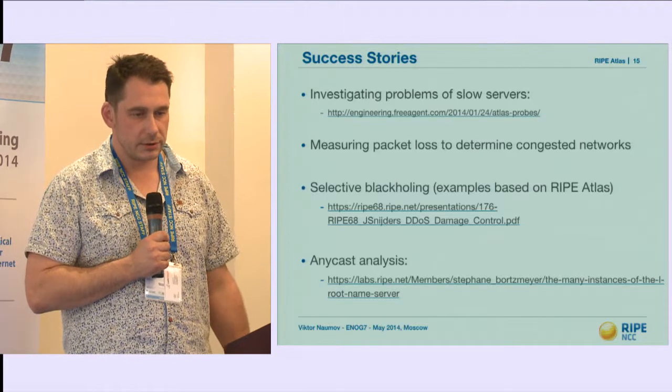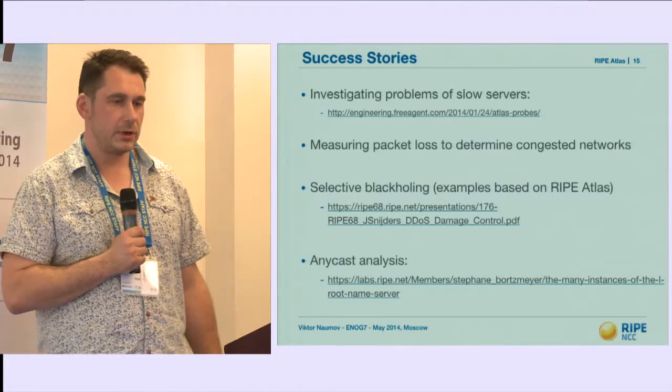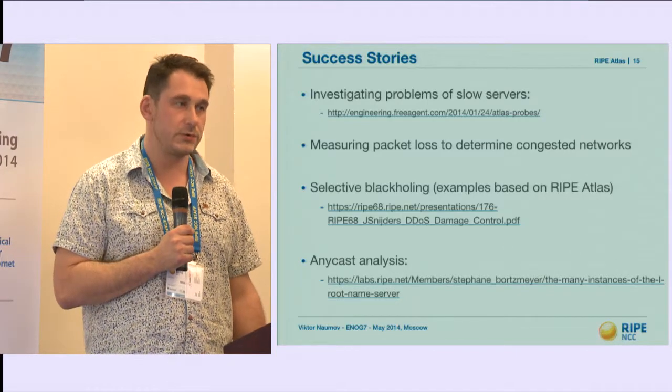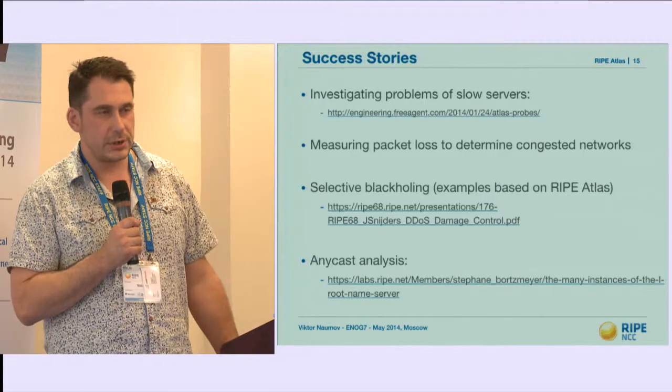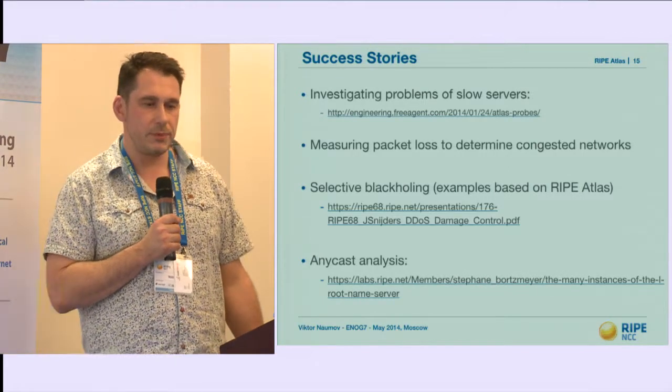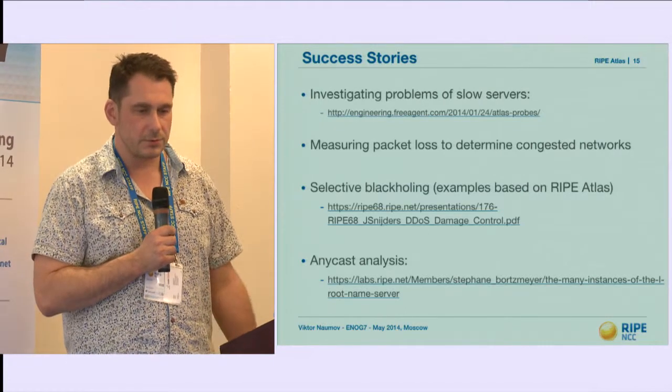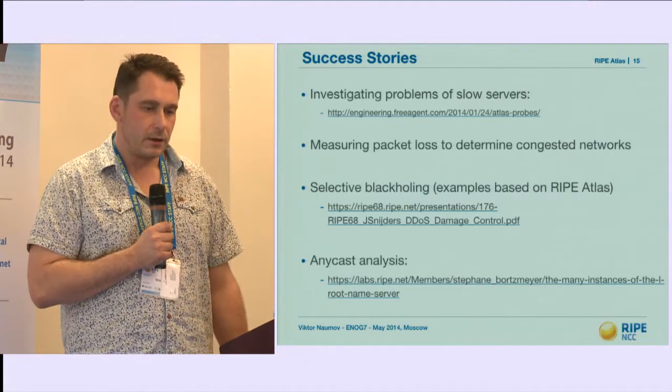RIPE Atlas is widely used to resolve various networking problems, and our users regularly publish their reports on how they used RIPE Atlas, helping others to resolve similar issues. For instance, how they were resolving the problem of slow servers in British Telecom, packet loss issues, etc. There was a very interesting presentation at the last RIPE meeting about black holing. It was done by Job Snijders.